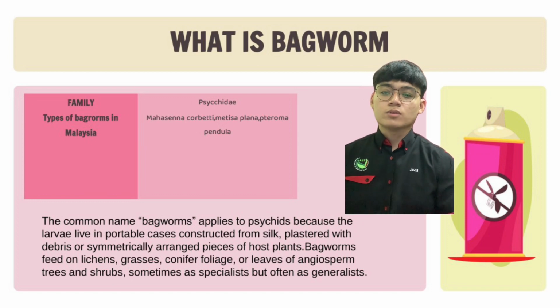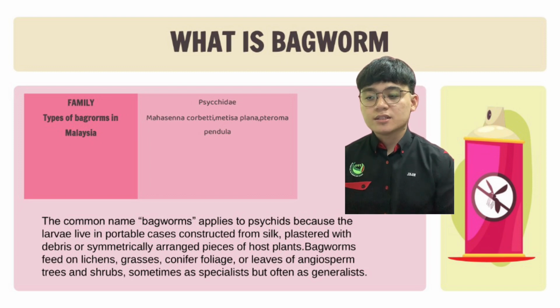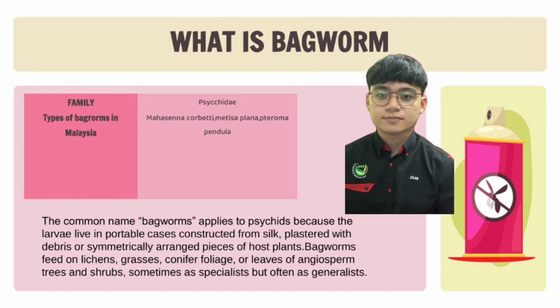The common name bagworms applies to them because the larvae live in portable cases constructed from silk, plastered with debris or symmetrically arranged pieces of host plant. Bagworms feed on lichens, grasses, conifer foliage, or leaves of angiosperm trees and shrubs, sometimes as specialists but often as generalists. So in this topic, we will go further into bagworm in oil palm plantations.